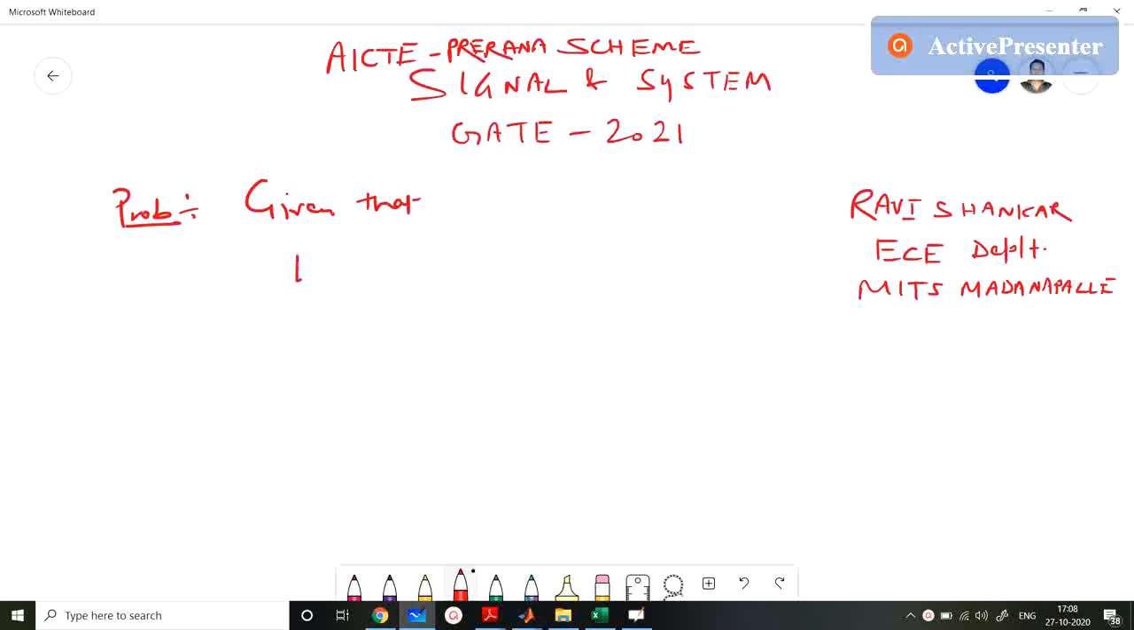It is given that the Laplace transform of f(t), a continuous time signal f(t), is given as (s + 2) divided by (s square + 1), where L denotes the Laplace transform. It is a previous year GATE question.